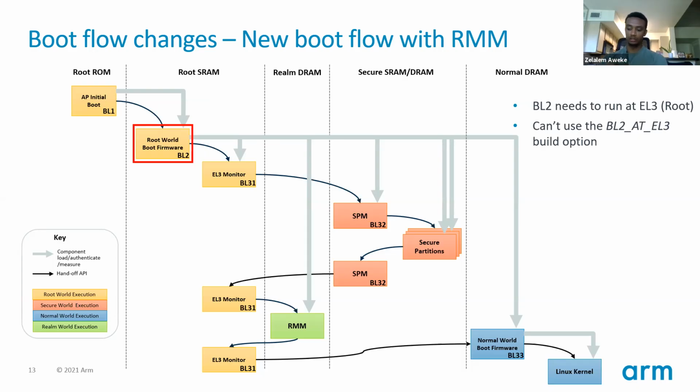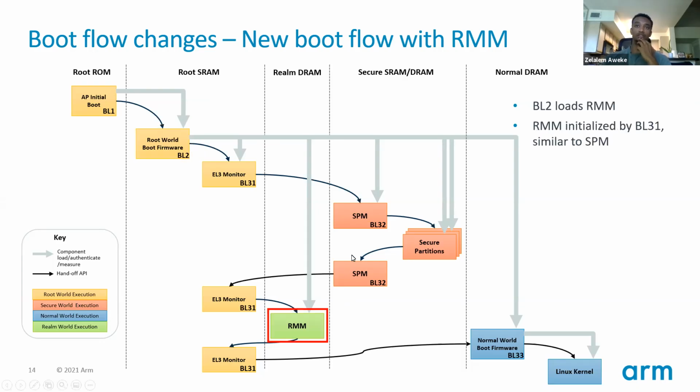Another change, as you can see here, is we have a new image that needs to be loaded, RMM. It's loaded by BL2, and it is initialized after the SPM, if you have one. We don't necessarily need to have SPM. So if you have SPM, it's initialized after the SPM. So this is what the changes look like.